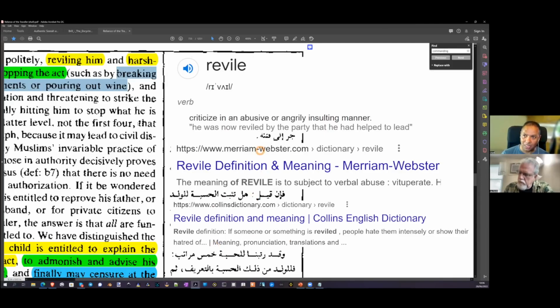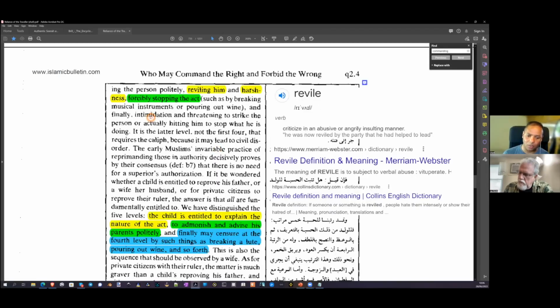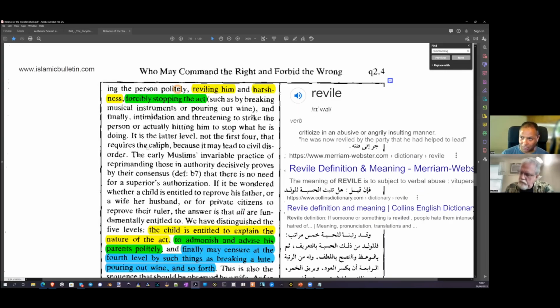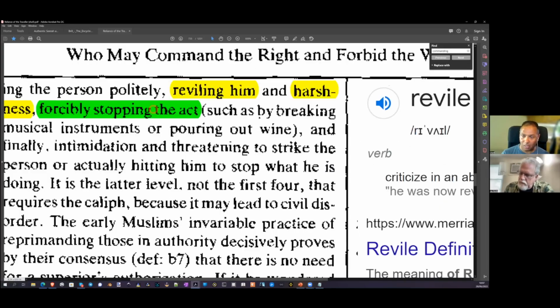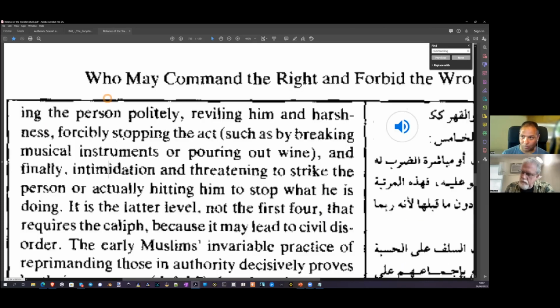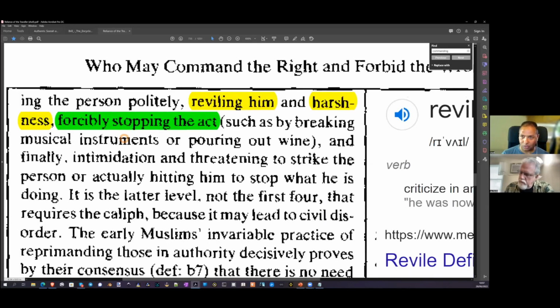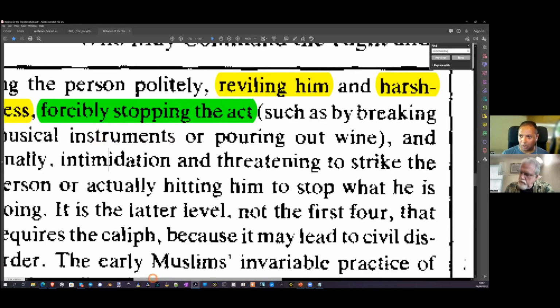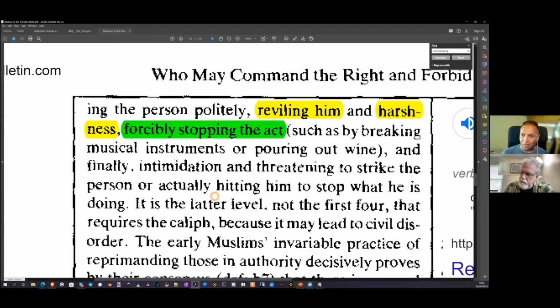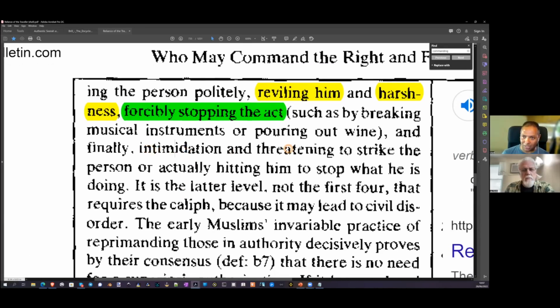So understand, we've just seen that within the certificate of this book, they state that the scholar who wrote this is qualified to translate it, is fully conversant in Orthodox Sunni Islam, and he has correctly translated this. There are multiple attestations to that fact. So now understand, they are to hate you. They are to act out of hatred, not out of love. Let me continue. And then finally, use intimidation and threaten to strike the person or actually hitting him to stop what he is doing.